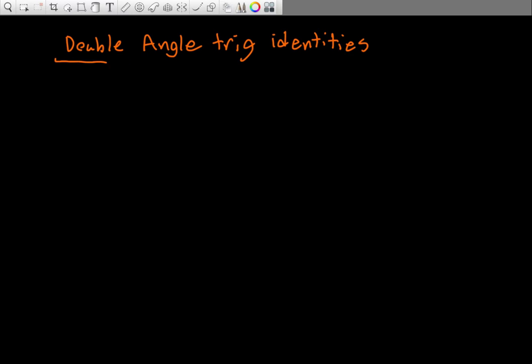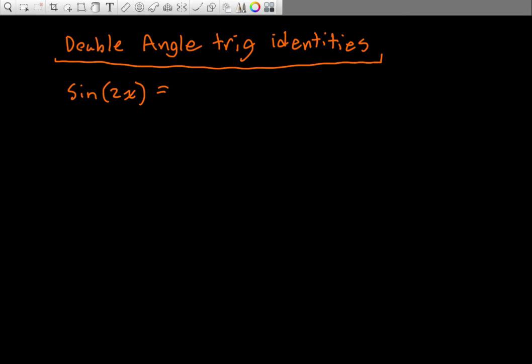So the double angle identities are about finding what the trigonometric functions of 2 times some angle is. And that's a weird question to ask, right? So let's say we're looking for sine of 2x. What does it mean by what is that equal to, right? If we're trying to find out sine of 2x is equal to something, we have to really think about the context.